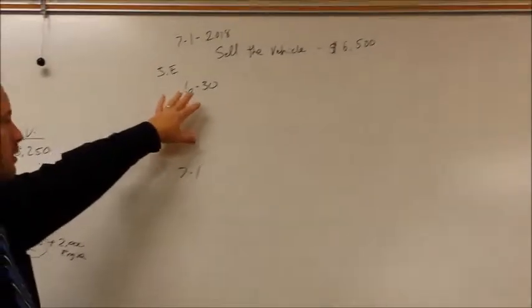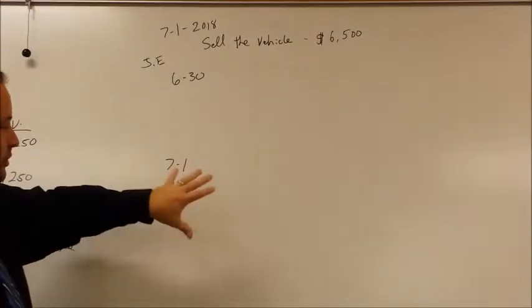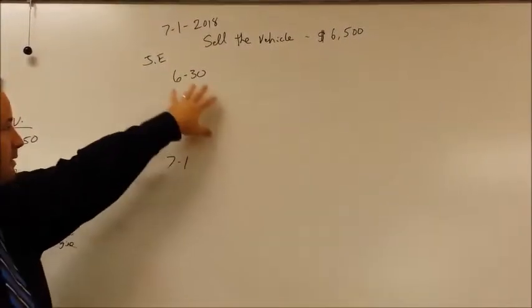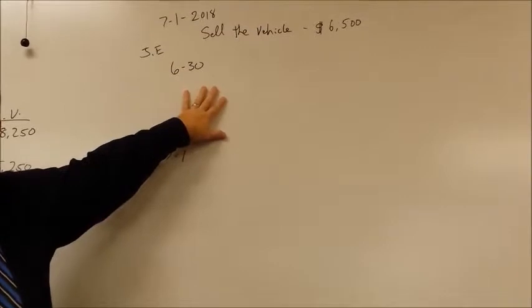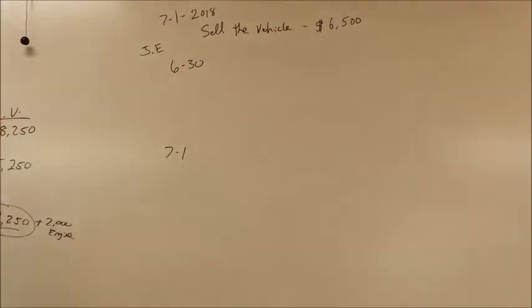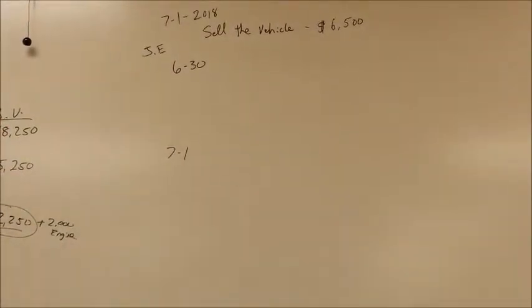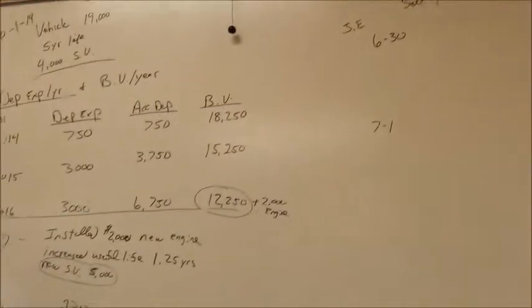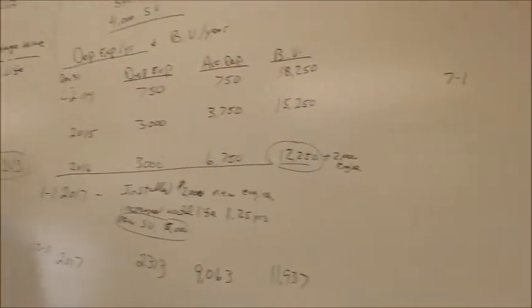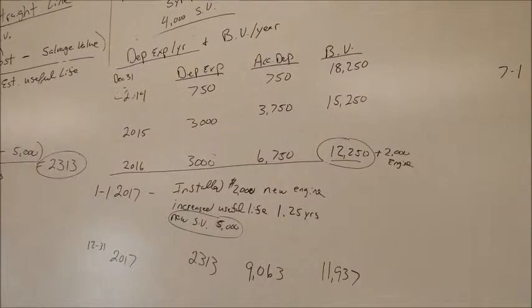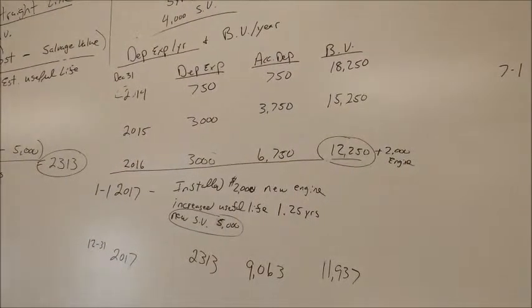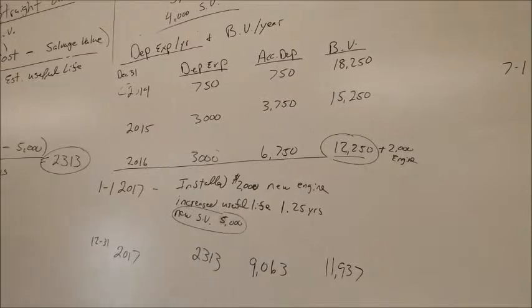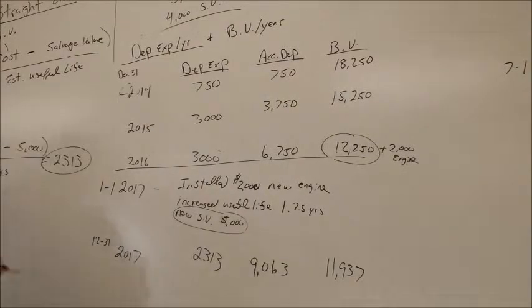6:30 comes along. What do I need to do before I actually do the journal entry to sell it? Depreciate. Yeah, I need to depreciate another half a year. I had it from the end of 2017 when I depreciated it for another half year to July. So how much am I going to depreciate in 2018?